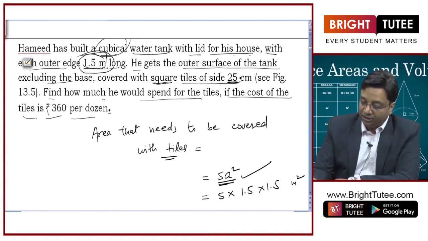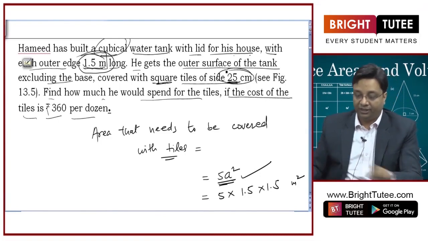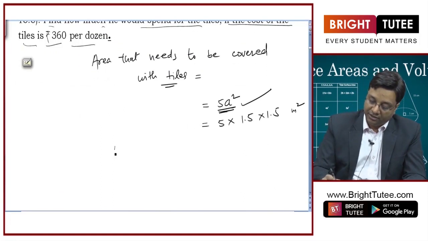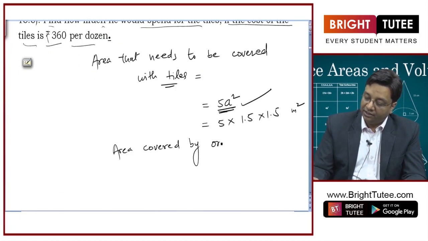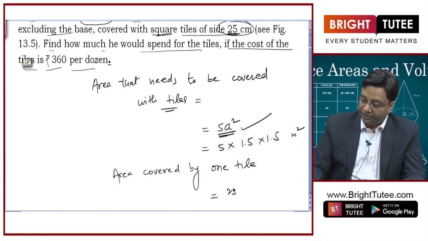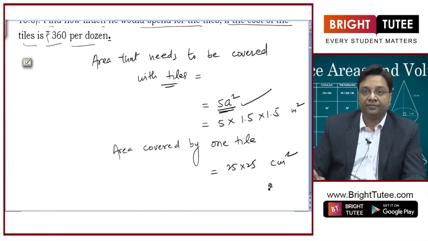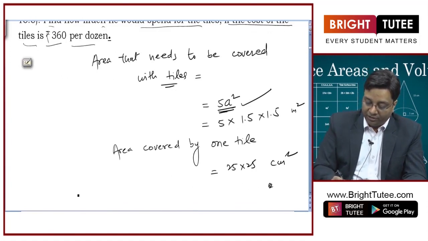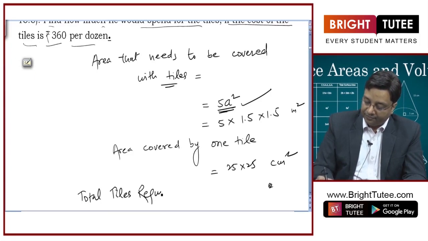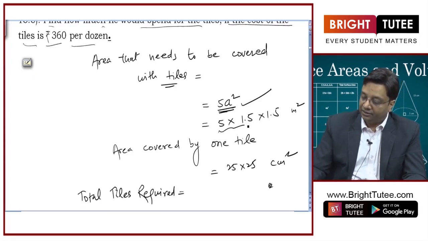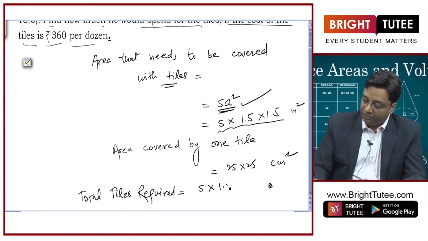Now, this area has to be covered by using these tiles of 25 centimeter side. So, area covered by one tile will be 25 into 25 centimeter square, right. So, how many tiles do we require? Total tiles required will be this area, that is 5 into 1.5 into 1.5 divided by this area.